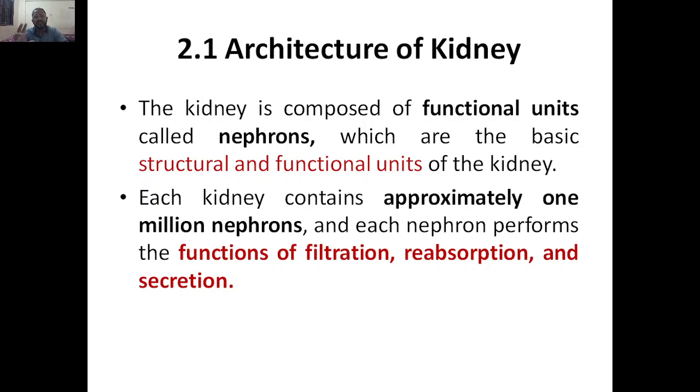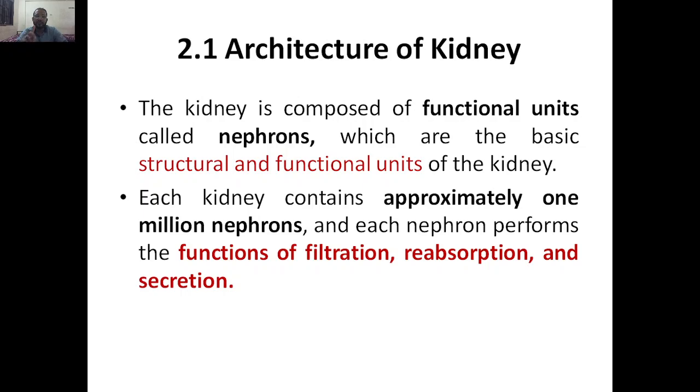Each kidney contains approximately 1 million nephrons. Can you imagine? 1 million nephrons will be there in one kidney. That means 2 kidneys are there, so 2 million nephrons will be there in one human being.